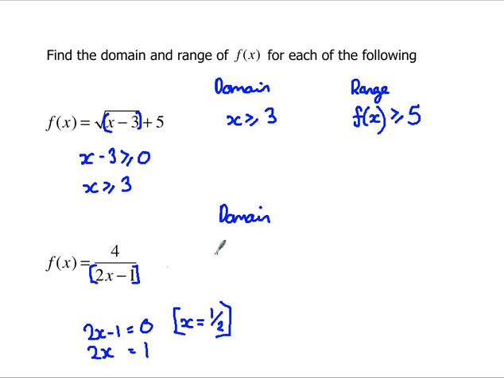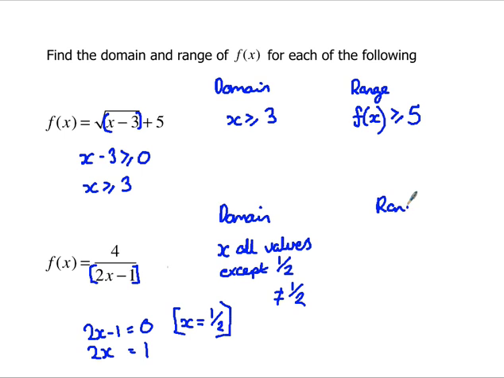So we can say that x could be all values. Sometimes I write real values, sometimes I don't. You need to be familiar with that. I'm referring to real values here when I say all values. However, it can't be a half, so x is all values except for a half, or x not equal to a half.